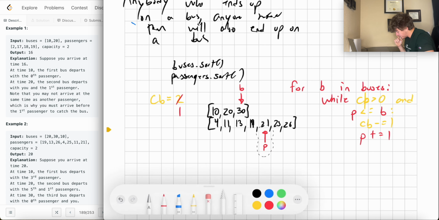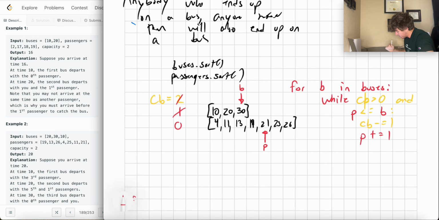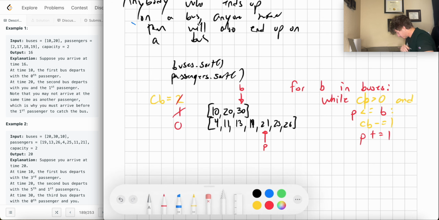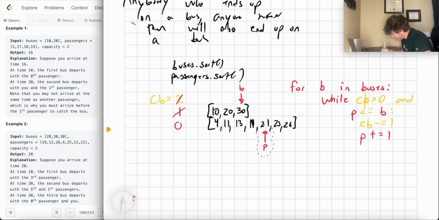We increase P. We say, is 21 less than 30? Yes, it is. Is there capacity on the bus? Yes, there is. So this goes down to 0. Then we go to 25. We say, is there space on the bus? And there's no space on the bus. So we increase B. We get to the end.